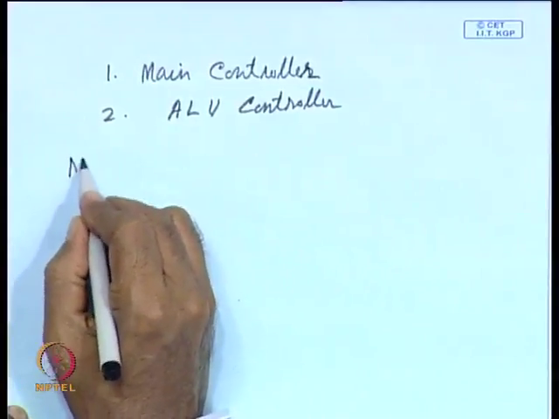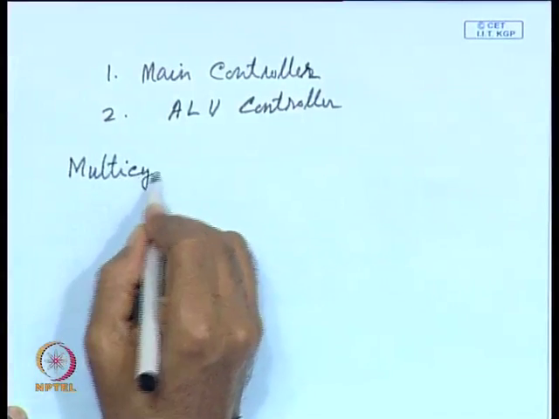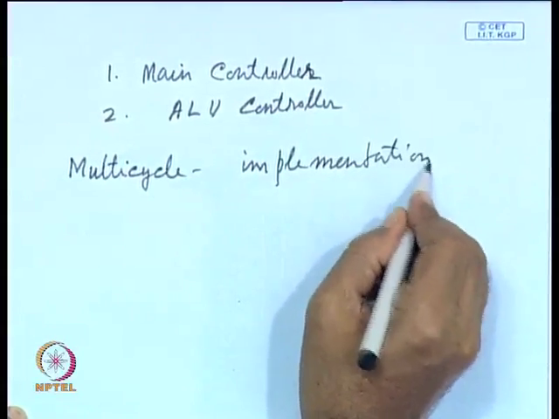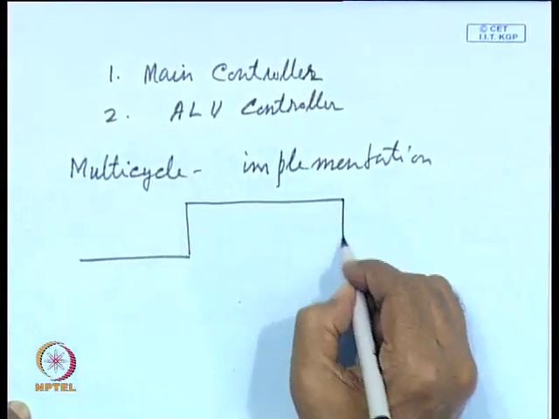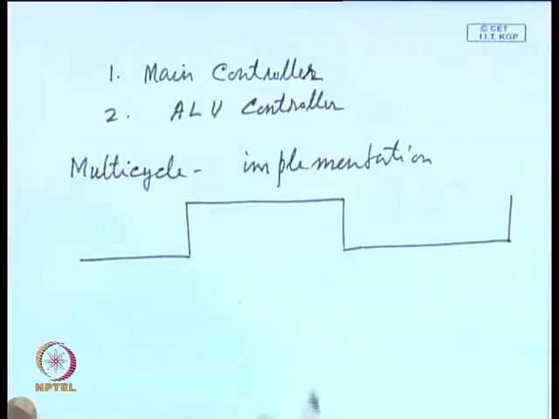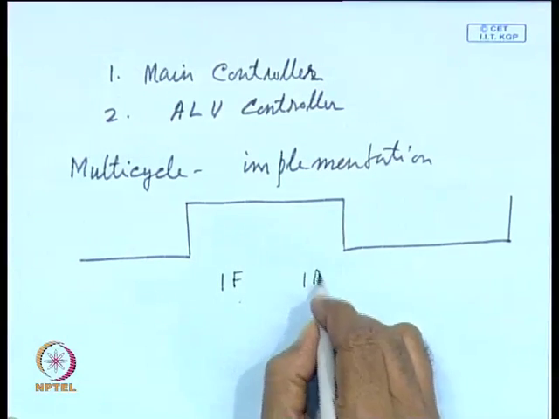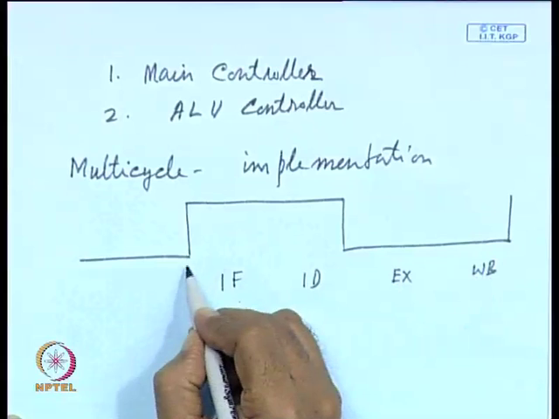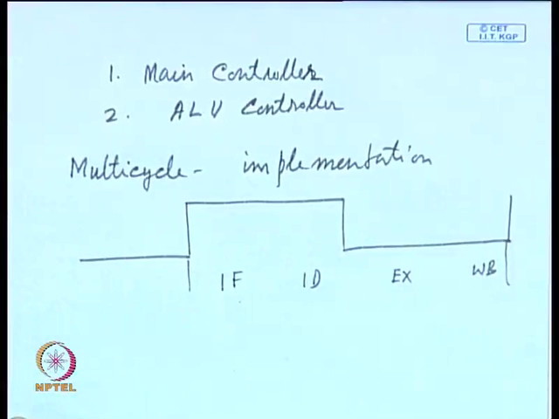Now, before I conclude, let me discuss the multi-cycle implementation. So, this was the single cycle that was used to perform four different things. What were the four different things? Instruction fetch, instruction decode, ALU operation and write back. So, all the four, instruction fetch, instruction decode, execution of the instruction and write back, were performed in a single cycle in one go using a single clock.